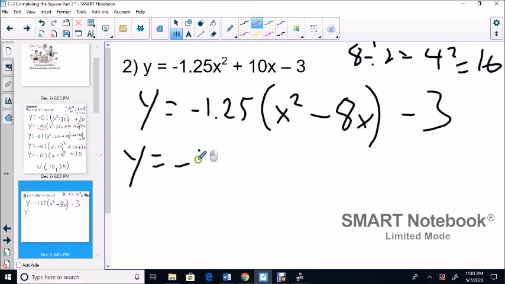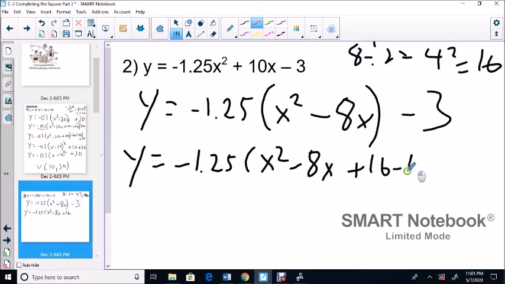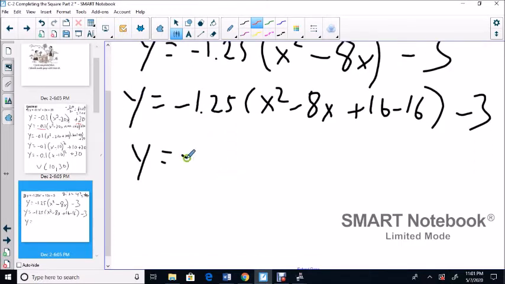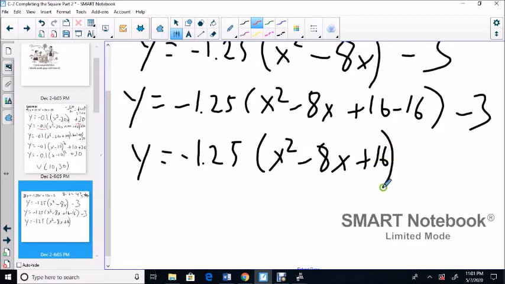Let's get y equals negative 1.25 x squared minus 8x plus 16 minus 16, and at the end you get minus 3. Okay, then you get y equals, you want to take the negative 16 out. So you always want to take the negative one out. So you get negative 1.25 times x squared minus 8x plus 16. You take the negative 16 out, but you got to multiply by negative 1.25. And then you got minus 3 at the end.